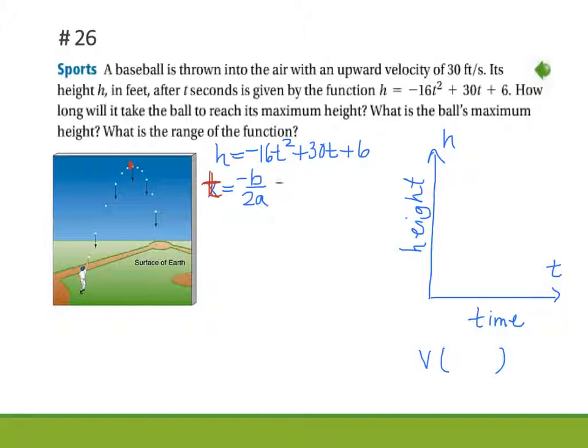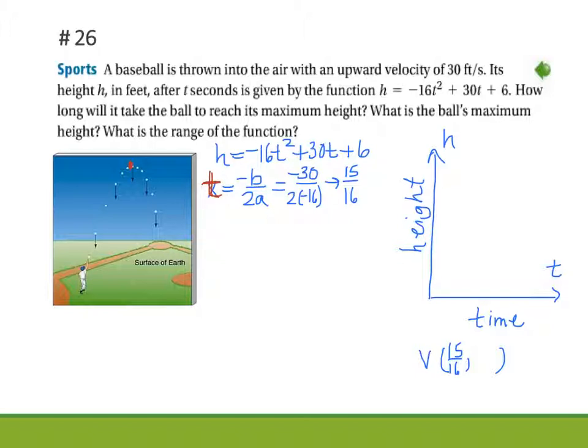And then I plug in for b, I'm going to put in 30, so that gives me negative 30 over 2 times negative 16. And if I plug that into my calculator or however you solve it, this is going to be the same thing as 15 over 16. And that tells me that the x-coordinate of my vertex is in fact 15 over 16, which is not quite 1 second. It's just slightly less than 1 second.